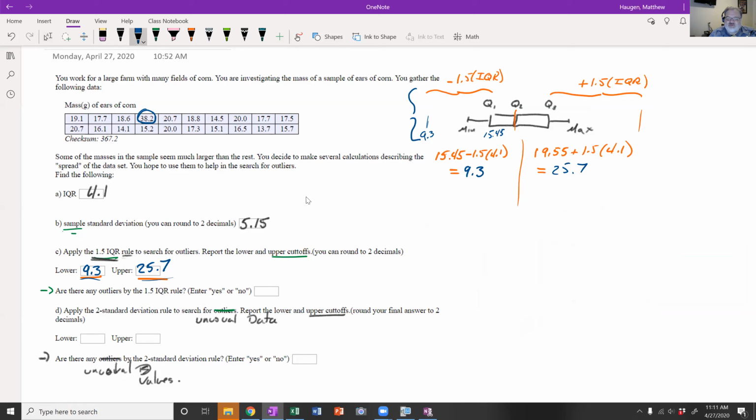Is there anything else bigger than 25? There were some that were close, weren't there? No, really. Most of them are at the 20. So yes, the 38.2. Is there anything lower than 9? I didn't see anything that was even lower than 10. Okay, so just the 38.2. And really we're asked yes, so yes would be fine, but it's nice to tell people stuff.